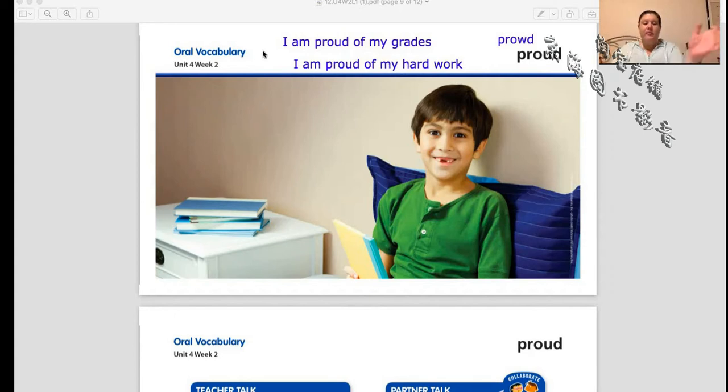So proud means that something that you do, you are very happy about, okay? So you might be proud, for example, that you speak English really well, right? Because you study really hard. Or you might be proud that you are Chinese, right? You might like the fact that you're Chinese. Or you might be proud of your grades in school because you're doing really good and you study a lot. So there are different ways that we can be proud of things, okay?